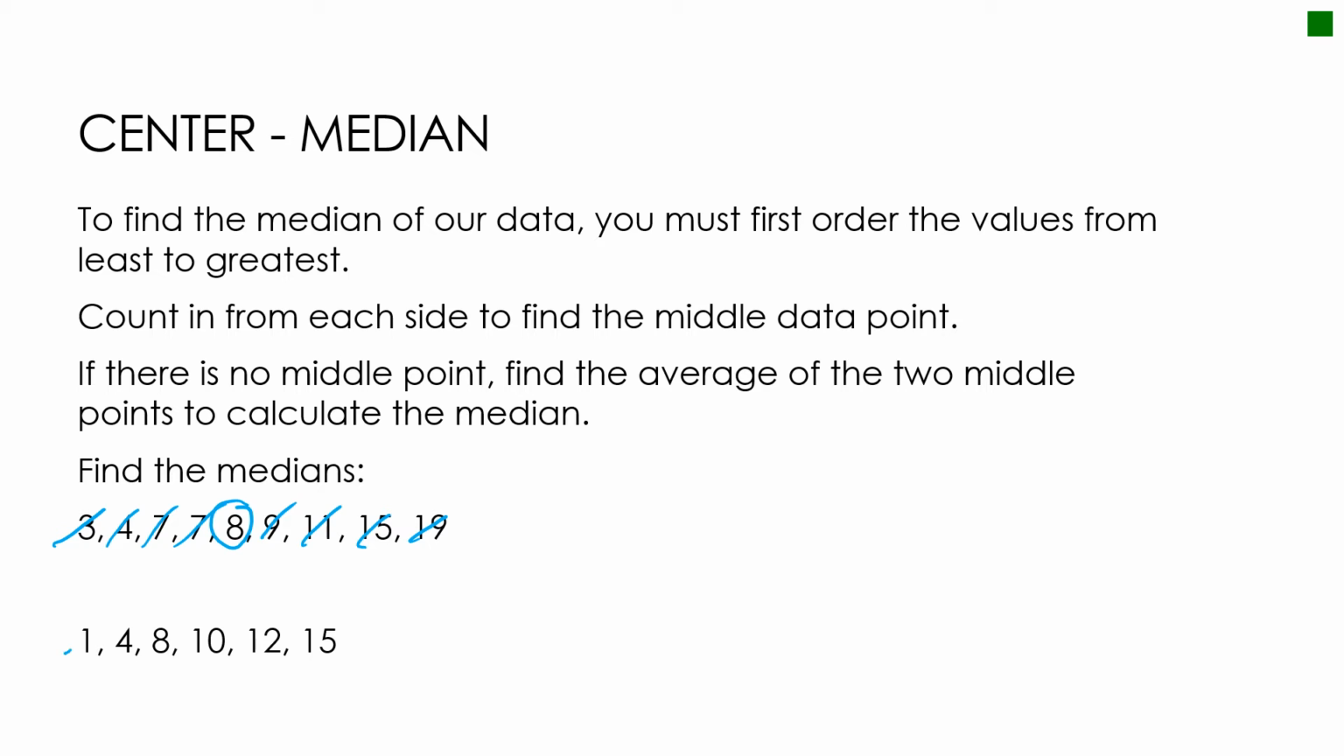However, if I did the same thing for my second data set, 1 and 15, 4 and 12, I notice that I can't cross off 8 and 10 because there's nothing left. And so if I end up with 2 values instead, I'm just going to find the average of those 2 values, which means add them together, divide by the number of numbers, which is always going to be 2, and I would find that my median is 9.